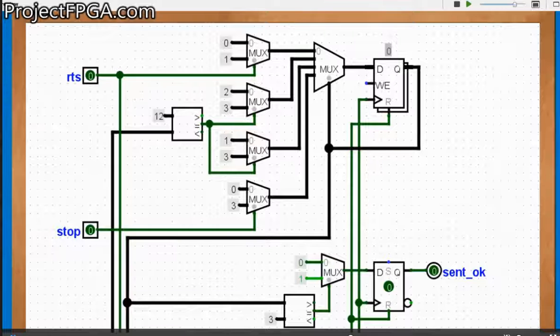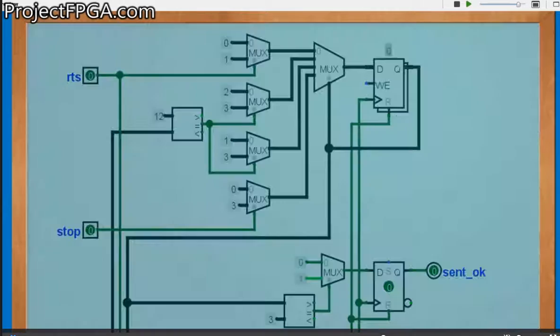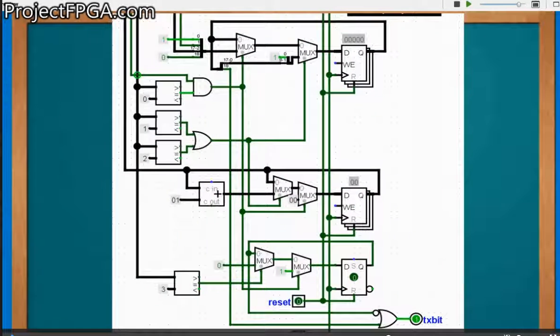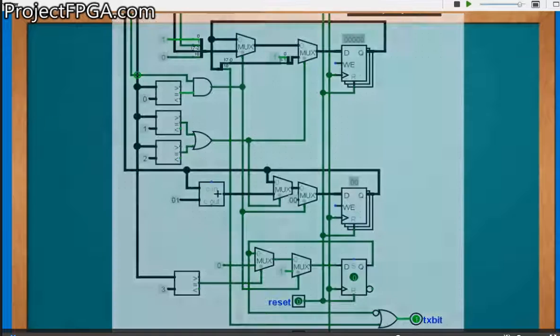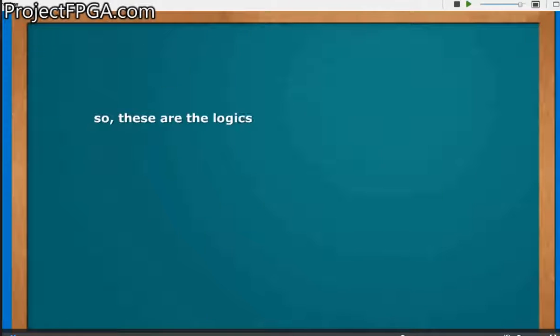At this stage, the send OK signal is also set to mark that transmission has ended. If the stop signal is on, the process ends at stage 3, else if it's 0, the transmitter goes back to 0 and starts transmission afresh. Finally, the TS busy register is set low and the TS bit line goes back to high or idle. So these are the logics inside the transmitter circuit.